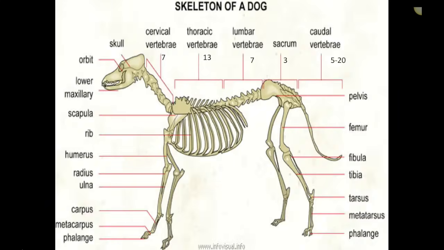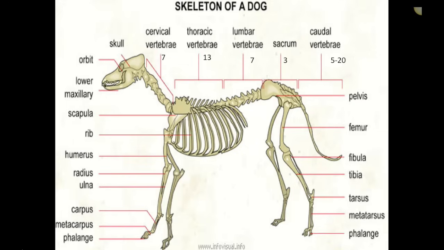Now, let's just show you here how it looks. So we've got our skull, and then we have 7 cervical vertebrae. We have 13 thoracic vertebrae, 7 lumbar, 3 sacral, and then caudal, the proper term is coccygeal, is 5 to 20. Why do we need to know how many vertebrae are in each specific section of the spine? It's really important for a few reasons.